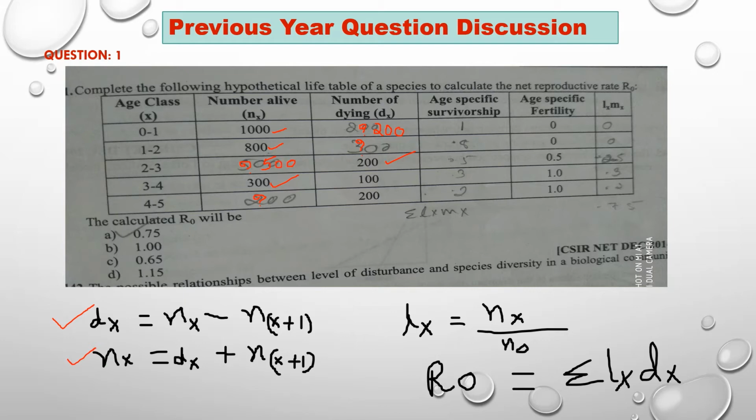Now we can find Dx of 1 to 2 age class. Here 800 is Nx of 1 to 2 age class. And here Nx plus 1 is 500. So Nx 800 minus Nx plus 1 500, that is 300. So Dx is 300.